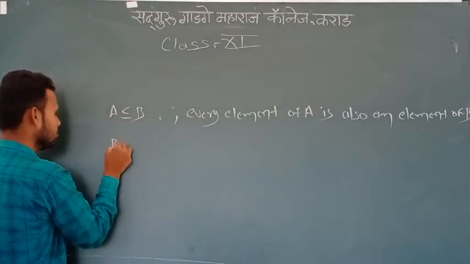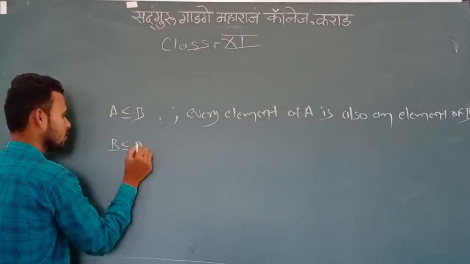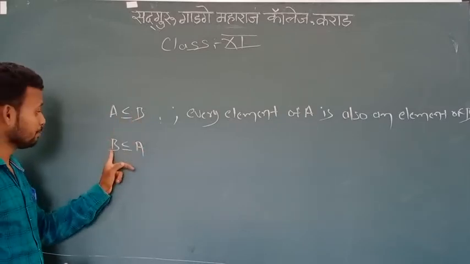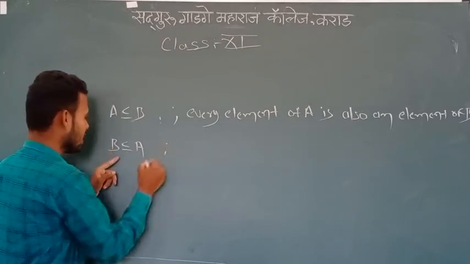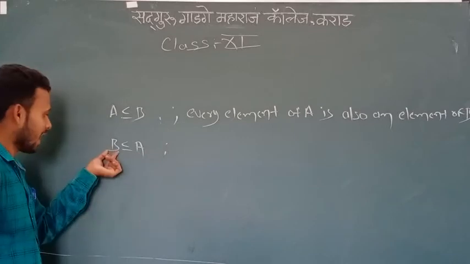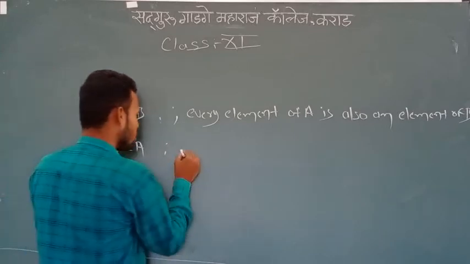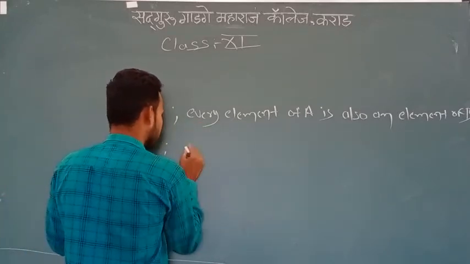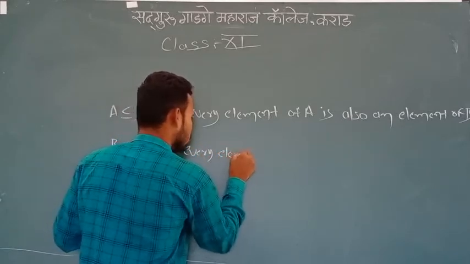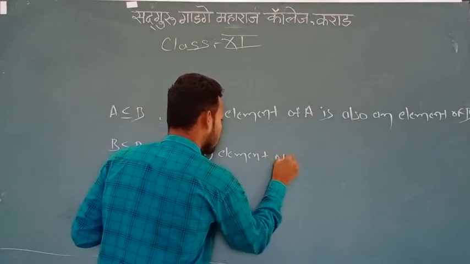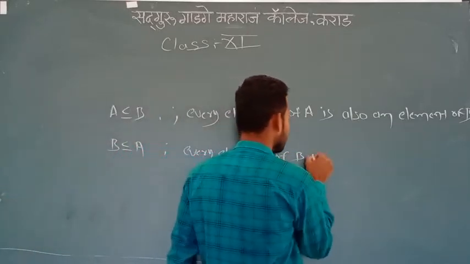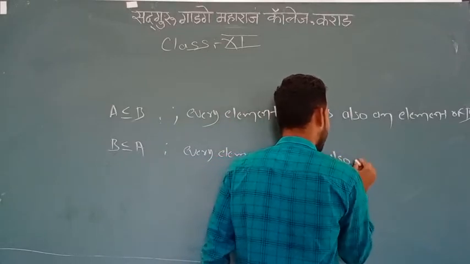Similarly, if I say B is a subset of A, A subset B असेल असं पण असू शकतो. B is a subset of A. Now then we say that every element of B is also an element of A. Statement काय येईल, every element of B is also an element of A.